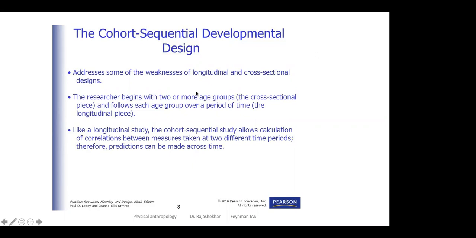So you're beginning with more groups and studying them over a period of time. So we have both the cross-sectional part as well as the longitudinal part in it. Okay, so what does it provide? This cohort sequential study provides us both components, cross-sectional as well as longitudinal. Both components are possible here.